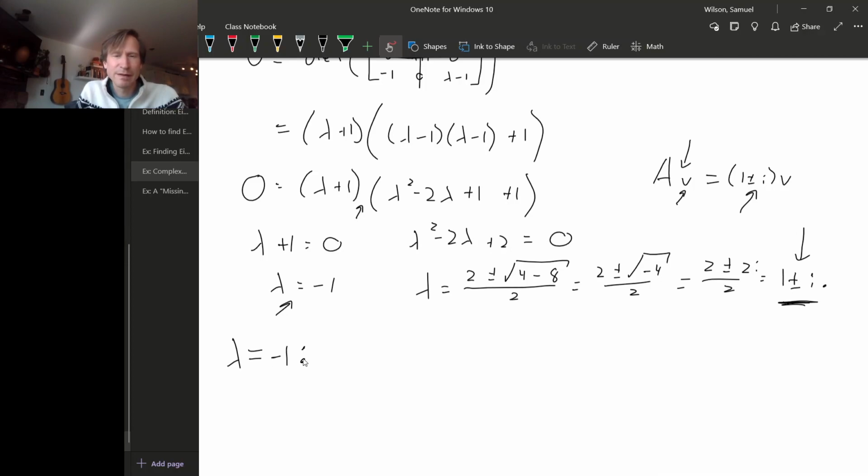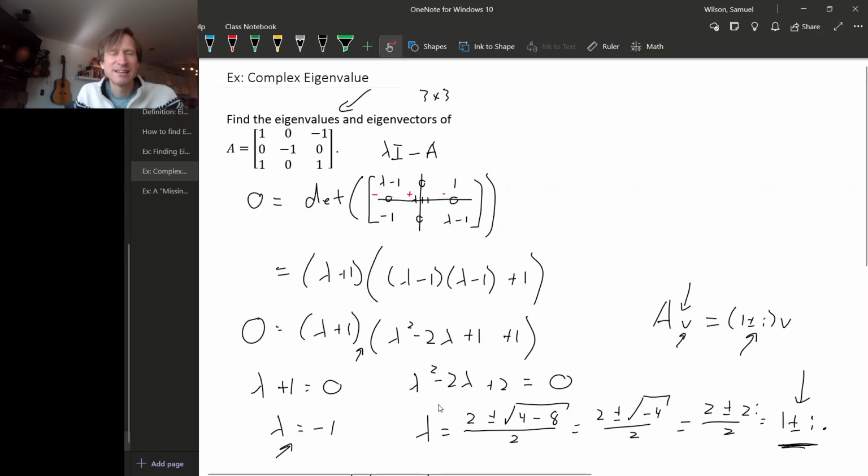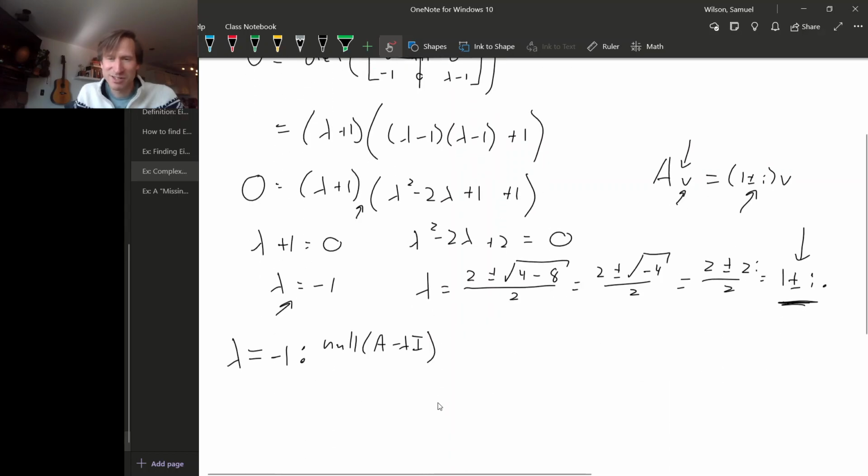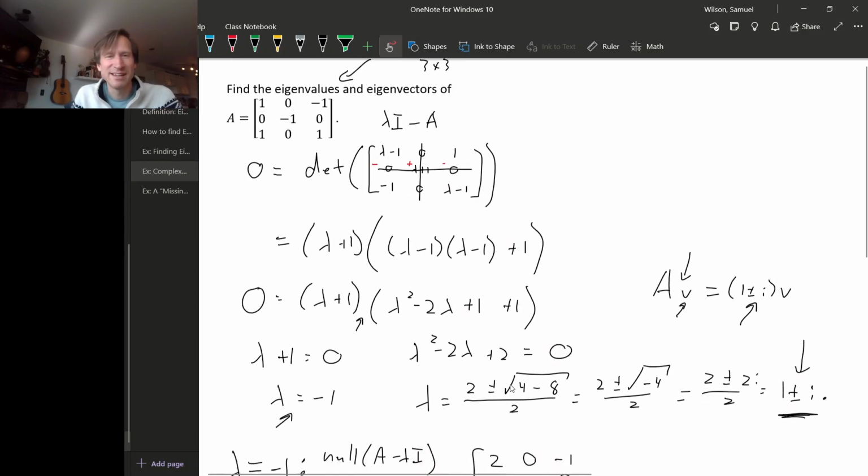Remember, what we're going to do is find the null space of A minus lambda I. So we need to add 1 to the diagonal elements. So that's 2, 0, 2, then a 0 here, 0, 0, 0, 0, 0. Let me make sure I got that right. Yes.